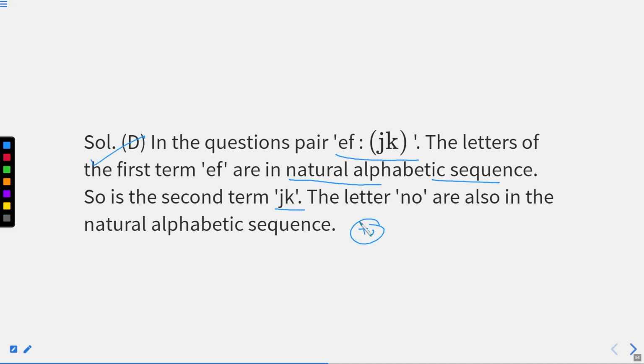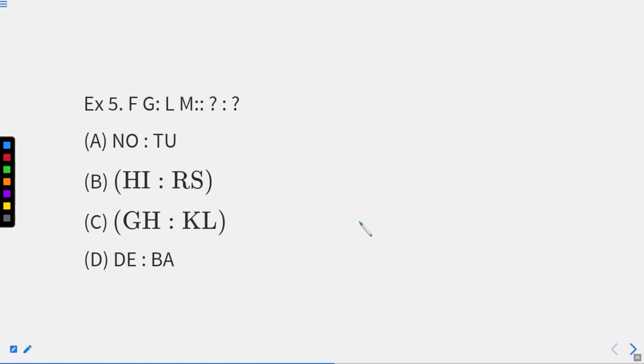Now, I am moving to the next question, where we are going to deal with a different problem, right? Again, rewrite what is given in the question. What is the question? F, G, ratio, L, M. Now figure out the relation between them. What is the relation? We know that F has a place value of 6. We know that A, B, C, D, E, F, G, they are consecutive. Then H, I, J, K, L.